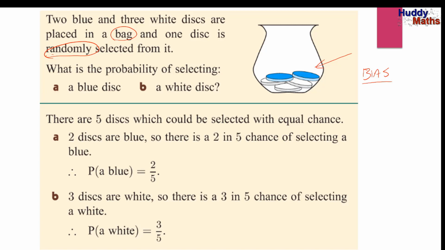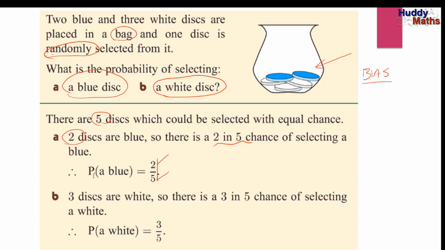Okay, what's the probability of selecting a blue disc? Well, how many are there? That's the first thing. Well, there were 2 blue discs. Okay, so 2 discs are blue, and there were 5 in total. So there's a 2 in 5 chance, or the probability is the number of outcomes you want, the event, over the total number of outcomes in the sample space. And your probability of a blue would be 2 out of 5. Okay, what's the probability of a white?